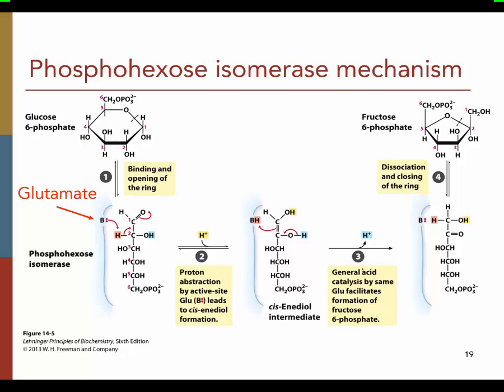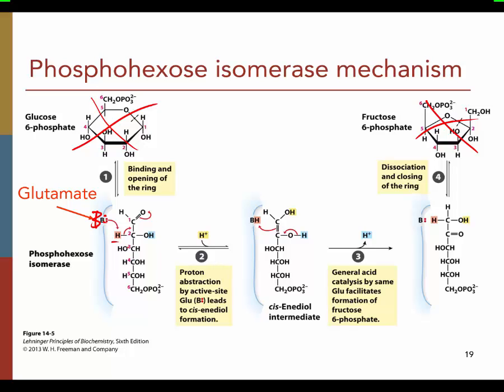So what happens? Again, you certainly could draw the ring form, but all the chemistry is going to happen to the linear form. So let's just think about the linear form of the sugars. We're going to have a base. In fact, it's glutamic acid, but that's not quite so critical. The textbook draws it just as a general base. So would you predict that the hydrogen on the C2 of glucose 6-phosphate is particularly acidic?